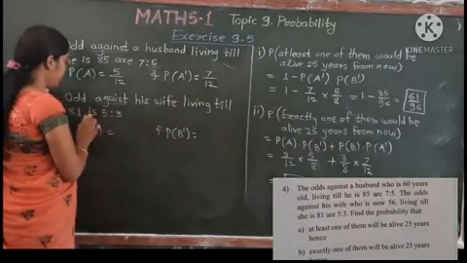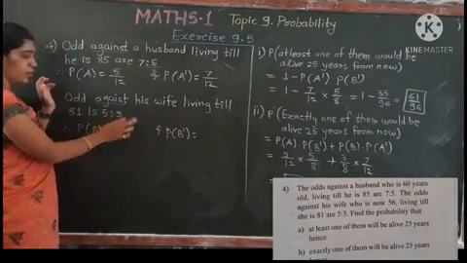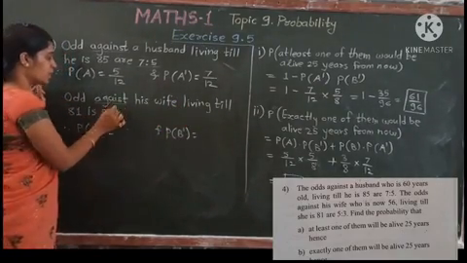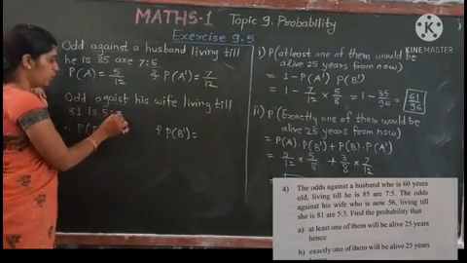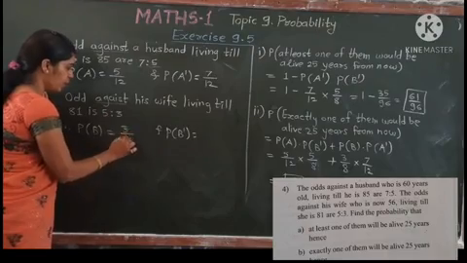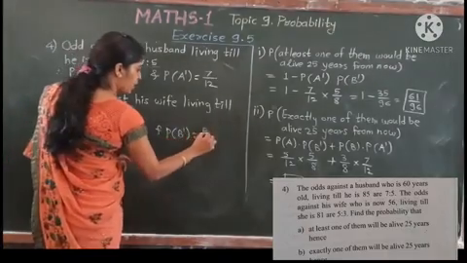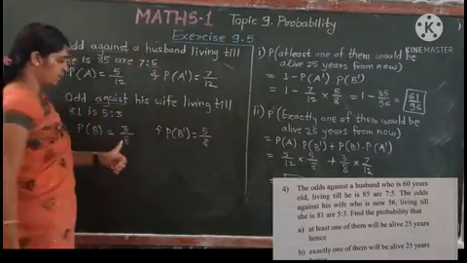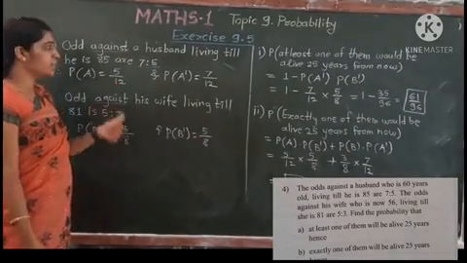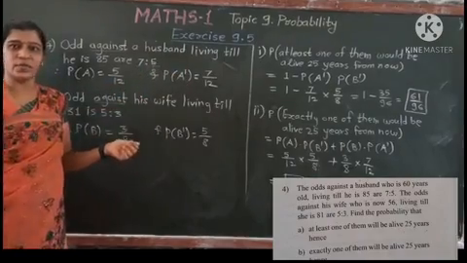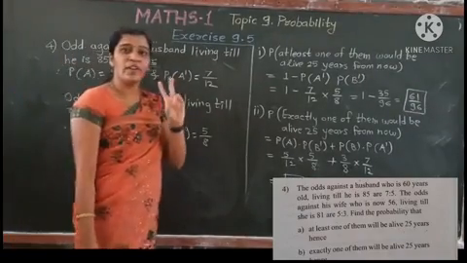Against his wife living till 81, he is 5:3. So against means wife does not live to live. Live चा काय येणार आहे? living 3 upon 8 and does not live चा काय येणार आहे? 5 upon 8. Okay, हे लिहिता यायला पाहिजे. If you write this, you can understand all these concepts. Okay. Now we have to find two things.